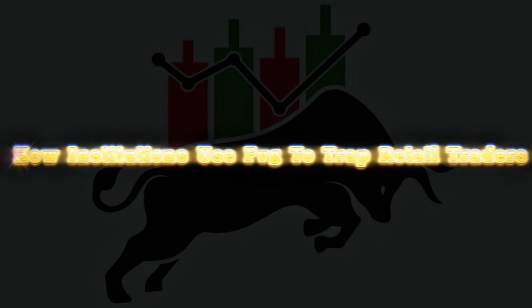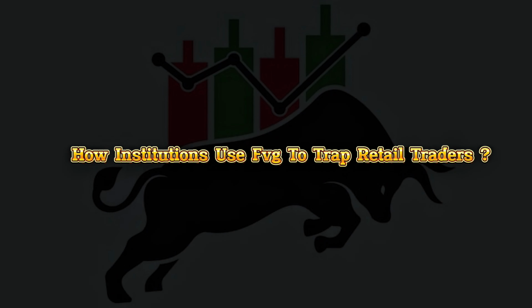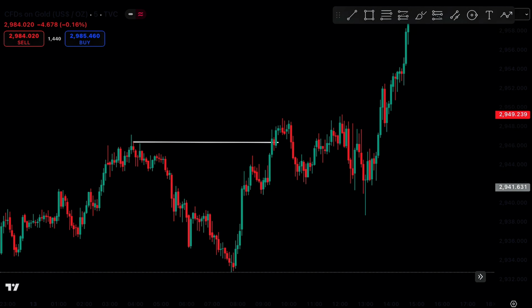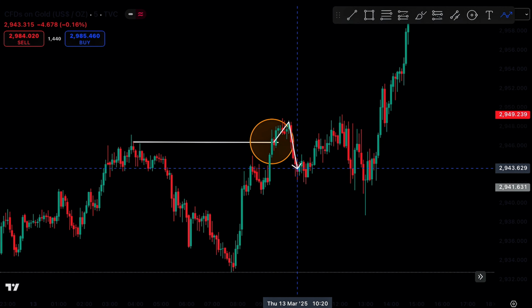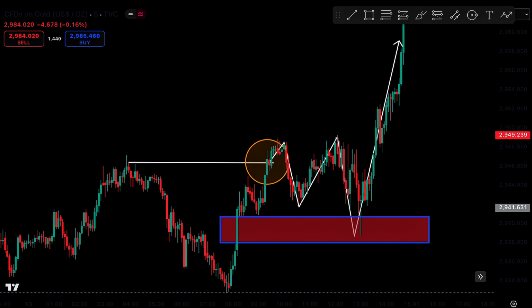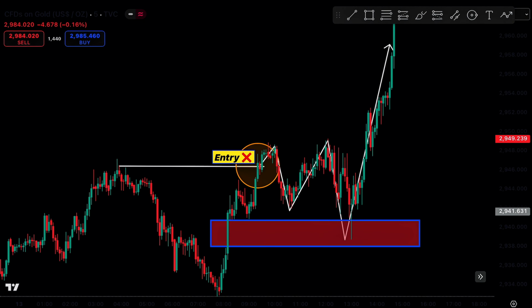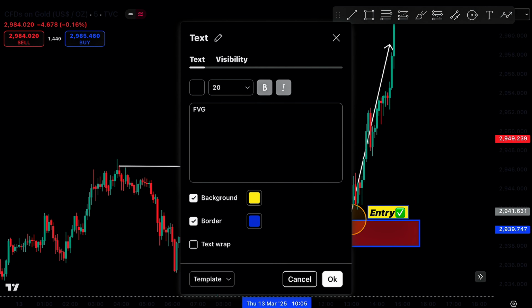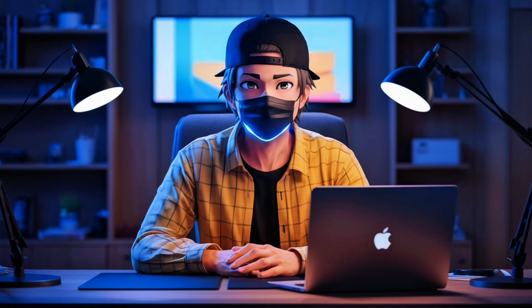How institutions use FVG to trap retail traders. Smart money often uses FVGs to trap retail traders. Here's how. Market moves aggressively in one direction, creating an FVG. Retail traders FOMO in at the wrong price. Price retraces into the FVG, stopping them out before continuing the trend. Lesson. Always wait for confirmation before entering a trade.